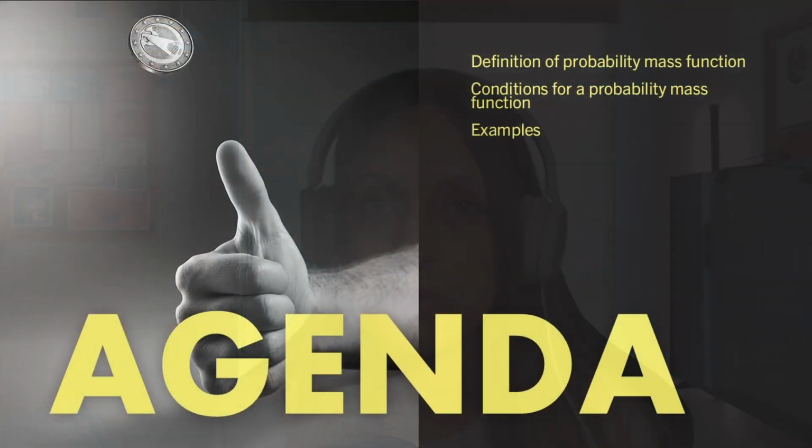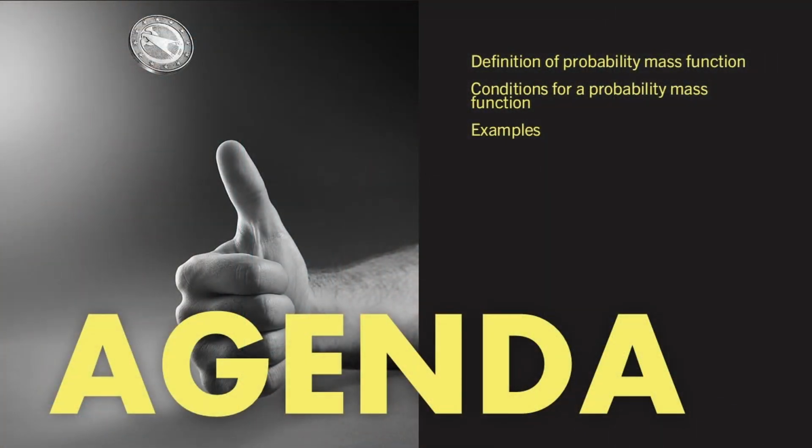In this video, we're going to talk about probability mass functions. What we're gonna do is first define what a probability mass function is, what we mean with that, and we are going to set the conditions for a function to be a probability mass function. And then we are going to see some examples.